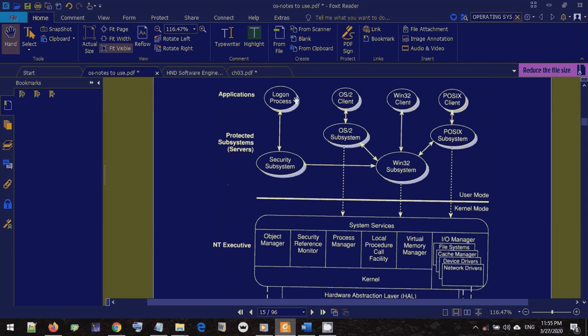Now let us take a brief look at the internal design structure of a monolithic system. Generally this is how a Linux operating system looks like. It's divided into two main modes: the user mode and the kernel mode. Let me just differentiate. We have the user mode, and we also have the kernel mode.